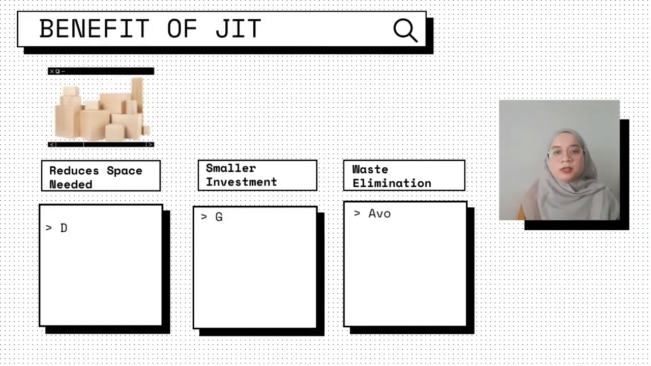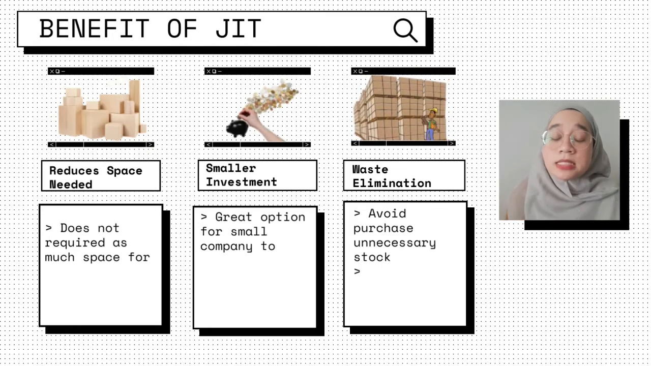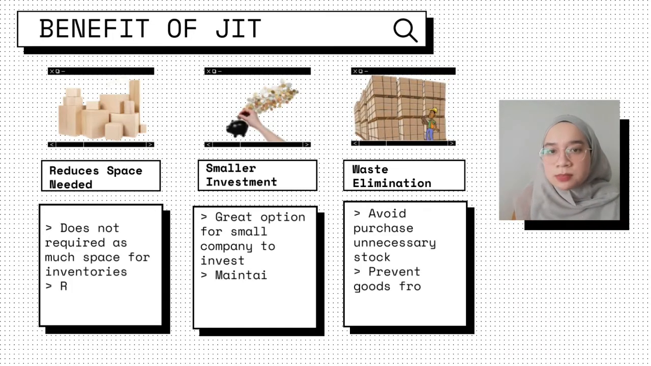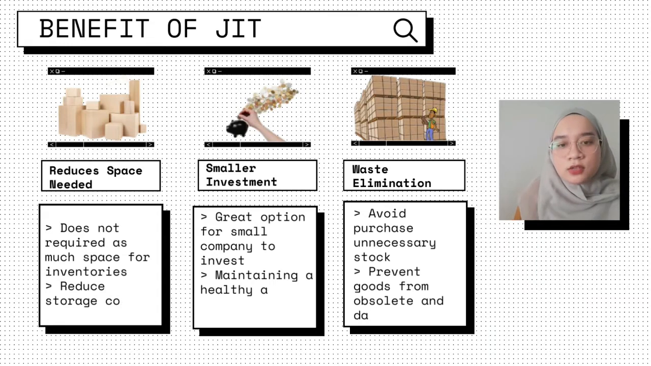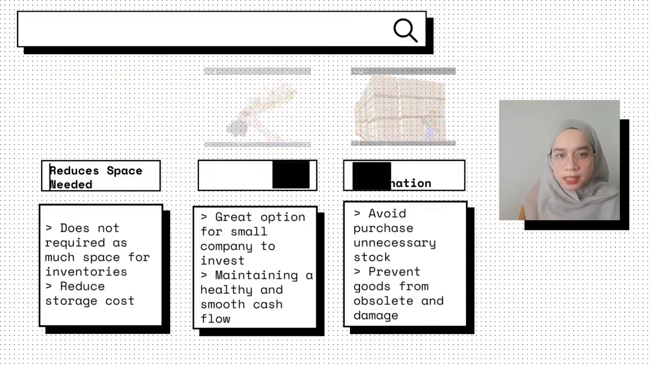They have three benefits of just-in-time. First, reduced space needed. There's not as much space required for inventory. They also reduce storage cost. The second one is small investment, because it's a great option for a small company to invest in and maintain a healthy and smooth cash flow. The third one is waste elimination. Avoid purchasing unnecessary stock and prevent goods from becoming obsolete and damaged.